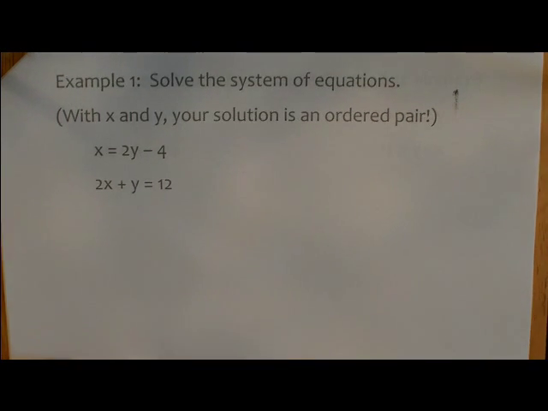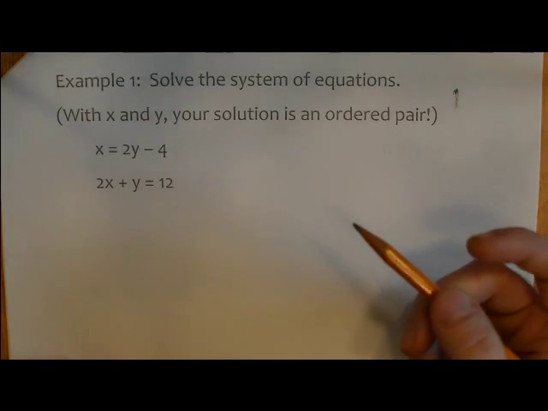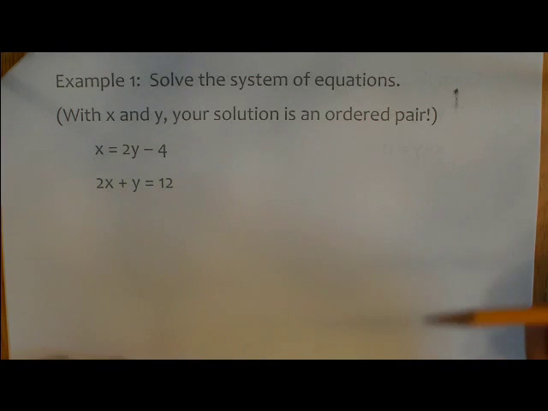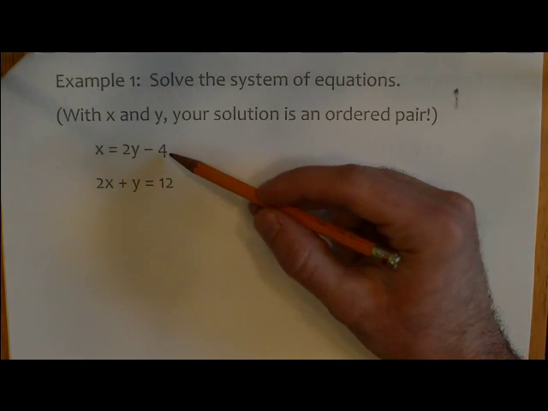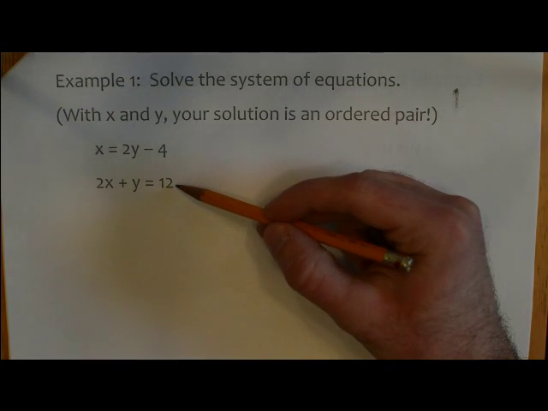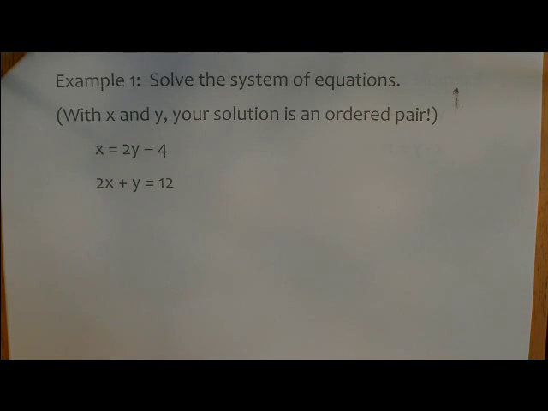Alright, so we're going to take a look at solving a system of equations using the substitution method. The idea behind this method is that right now we have this system of equations and we have two equations that each have two unknowns. So we can't really solve this equation as it is because there are two variables.